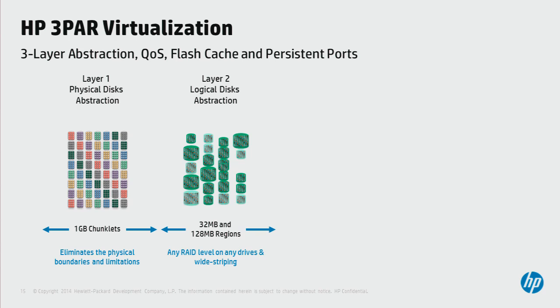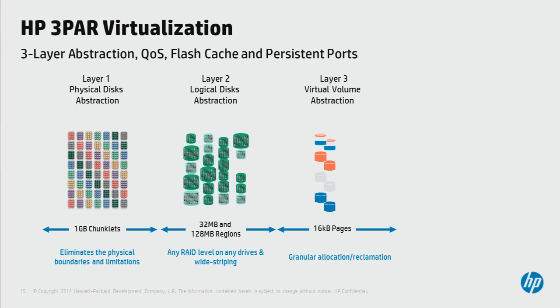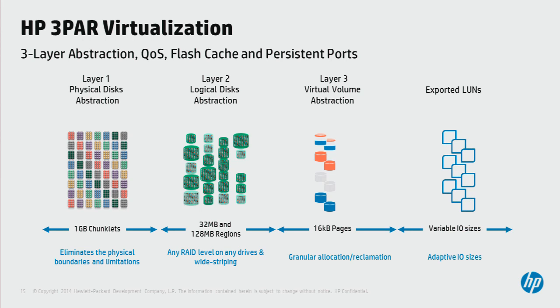Then we take all of these different chunklets and aggregate them in RAIDlets, and we do what we call system-wide striping. This is extremely important when you look at big virtualized environments, because they can make the most out of the system. On top of that, we have a virtual volume abstraction. This is a very important abstraction for us because it allows us to offer a lot of very particular data services that can then be offered to the VVol layer. And on top of that, of course, we've got the exported LUNs.